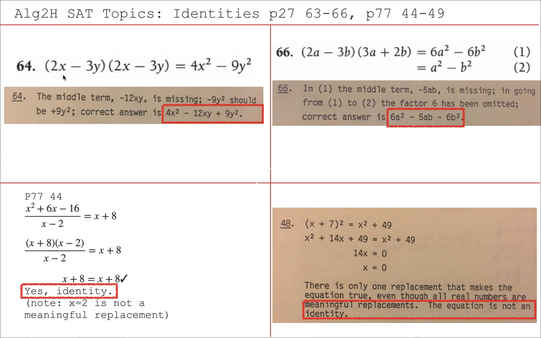Very similar, but what you've got to do is also multiply it. You have to add in the middle term. 2 times 2x times negative 3y is negative 12xy, and that's what it should be. 66.